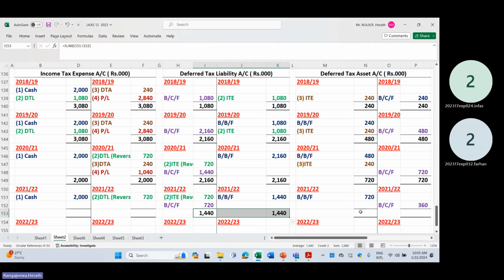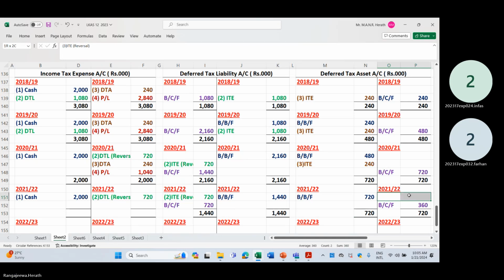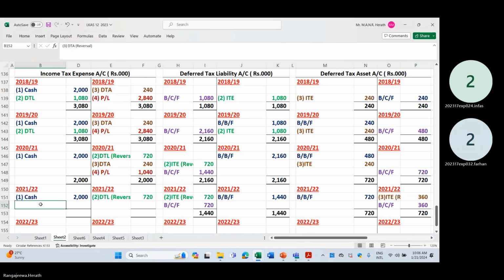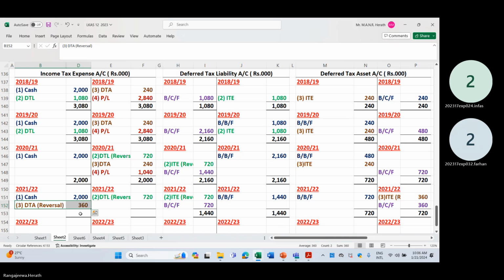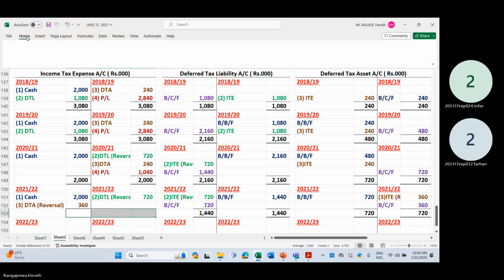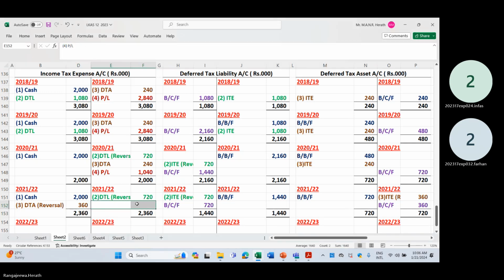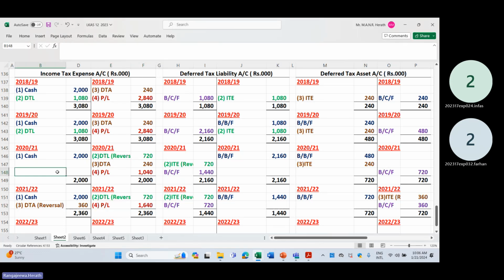And the deferred tax asset also reversed this year. 720 decreased to 360. So deferred tax asset reverse, you credit the deferred tax asset. Debit tax expense now. Charge to P&L 1640.